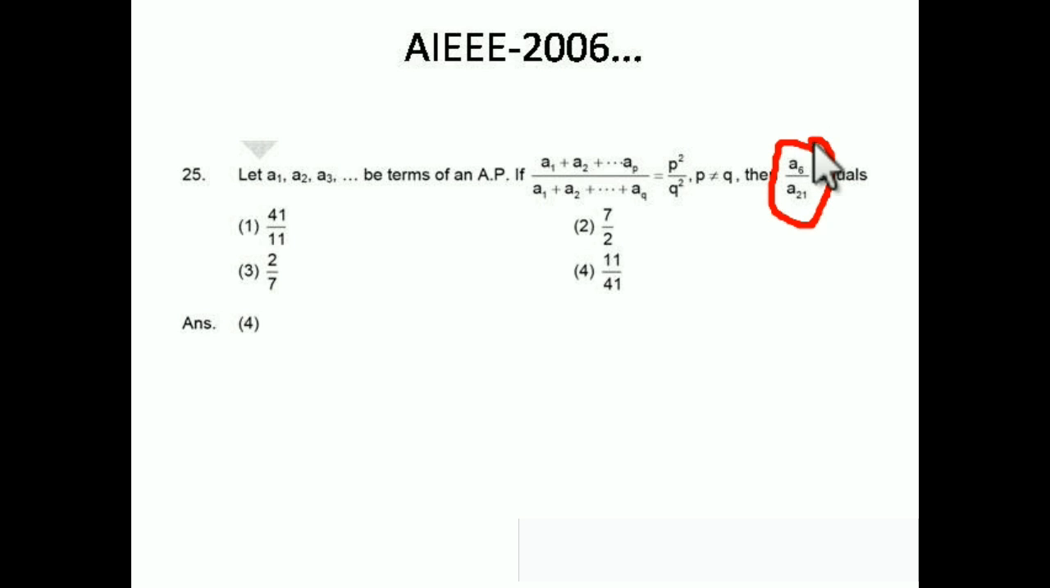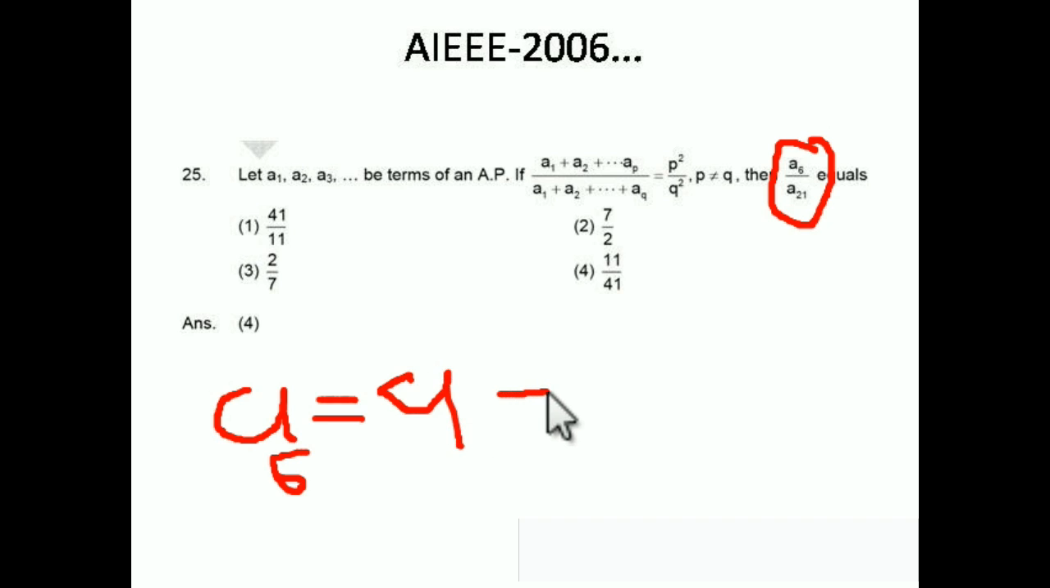Now tell me, what is a6? This is also something I teach in the video lectures: a6 can be written, for an AP, as a plus 5d. We all know that. And similarly, a21 can be written as a plus 20d.